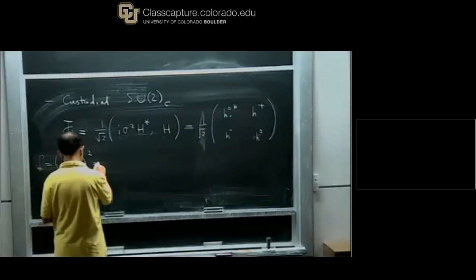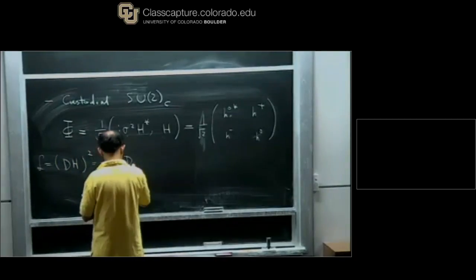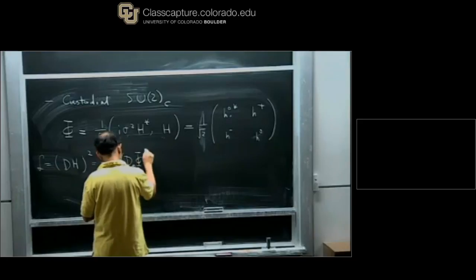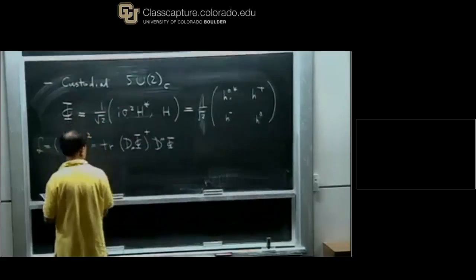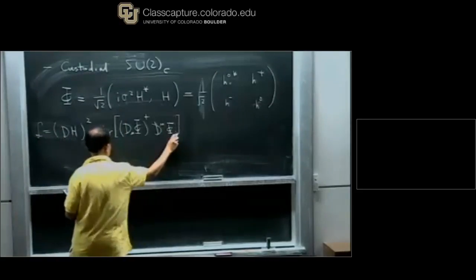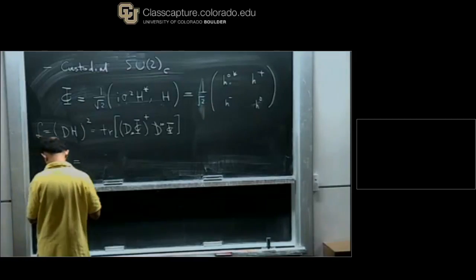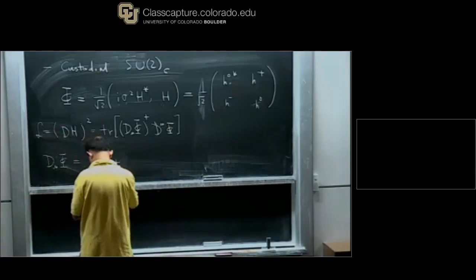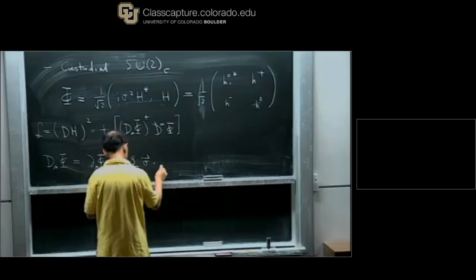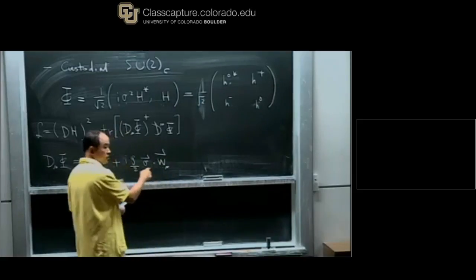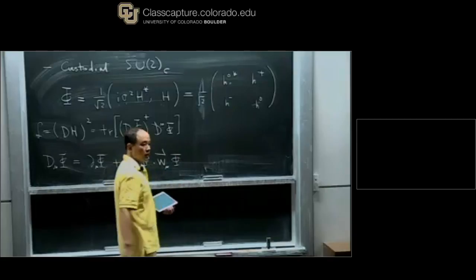You can verify, I can write that Lagrangian in terms of the trace of D_mu Phi dagger D^mu Phi, where D_mu Phi is given by this. I already grouped the Pauli matrices and the W into a three-dimensional vector.